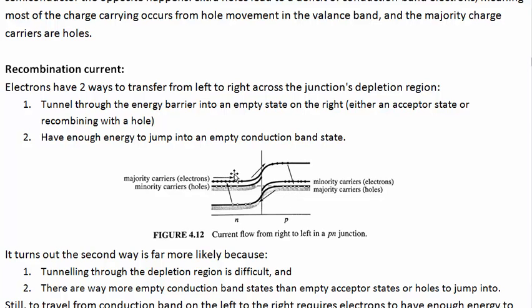So that's this type of passing over the barrier, whether they do it from having a lot of energy and crossing over that way, or by tunneling through, then it's called the recombination current.